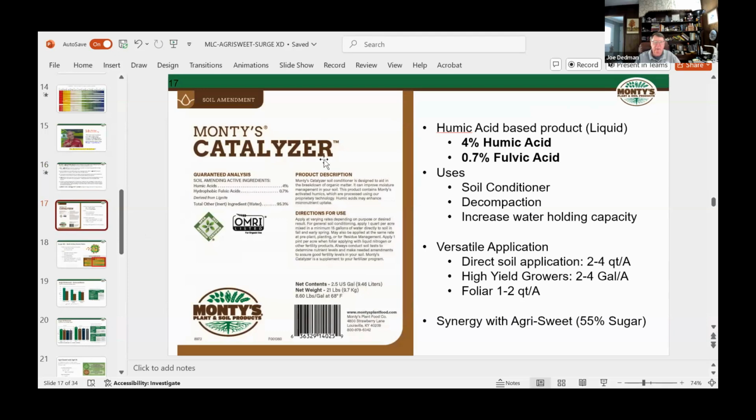I think Josh mentioned Catalyzer, which is a little higher humic product. One of the farmers has switched to this, and many times our use rate is 2 to 4 quarts normally, but our high yield growers are using anywhere from 2 to 4 gallons to remediate many of their problems a lot quicker. And then the synergy increases when we begin to add Agrisweet sugar to that component as well.